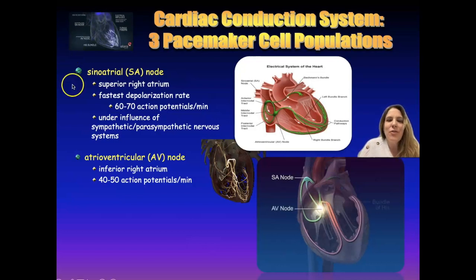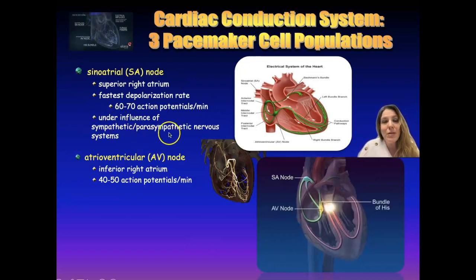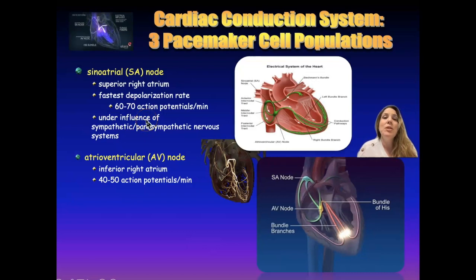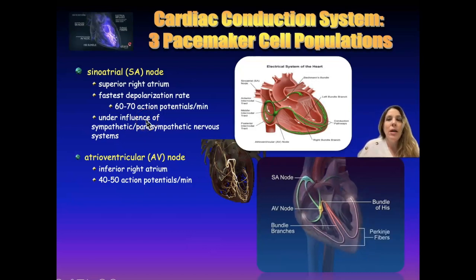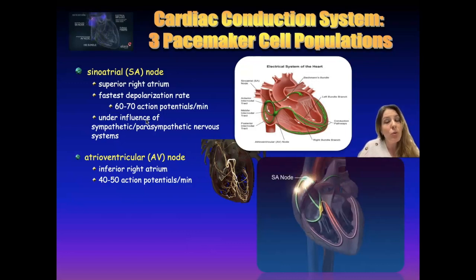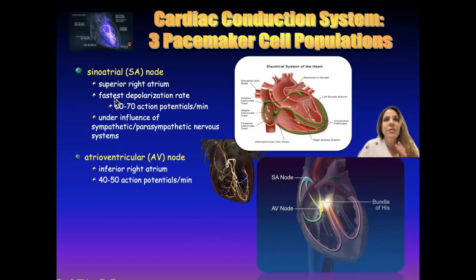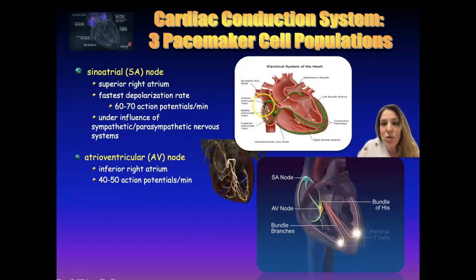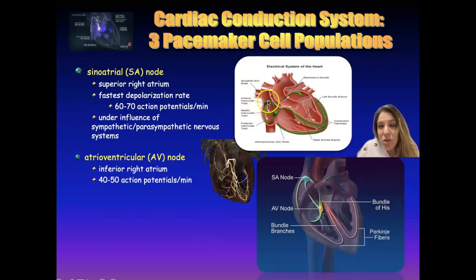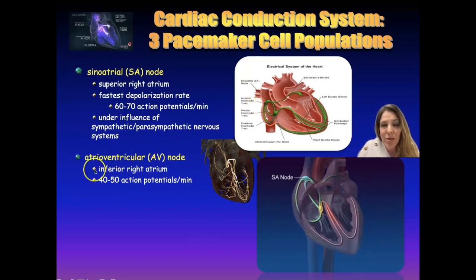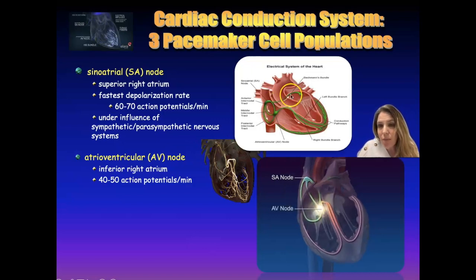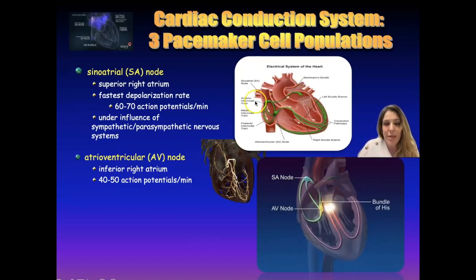And it's under the influence of the sympathetic and parasympathetic nervous systems. So we'll be talking about this later, about how not just neuron firings, but also hormones can play a role in telling that SA node how fast to fire those action potentials. So that's the sinoatrial node. So it's going to send out action potentials down to the next population called the atrioventricular node, or AV node. And it's also going to send them all the way over to the left atrium.